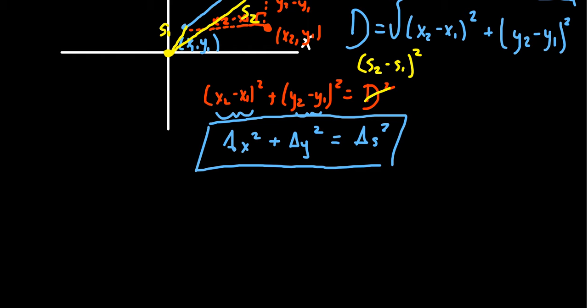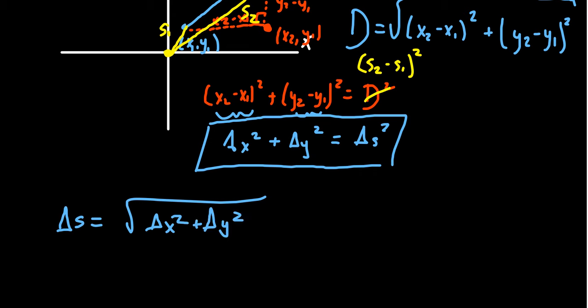Solving for delta s here, we get that delta s equals the square root of delta x squared plus delta y squared. Again, this equation should not be interpreted as anything different than just the Pythagorean equation with the introduction of these delta symbols right here. So we can use the distance formula to calculate the length of any straight line who has a finite length, right?